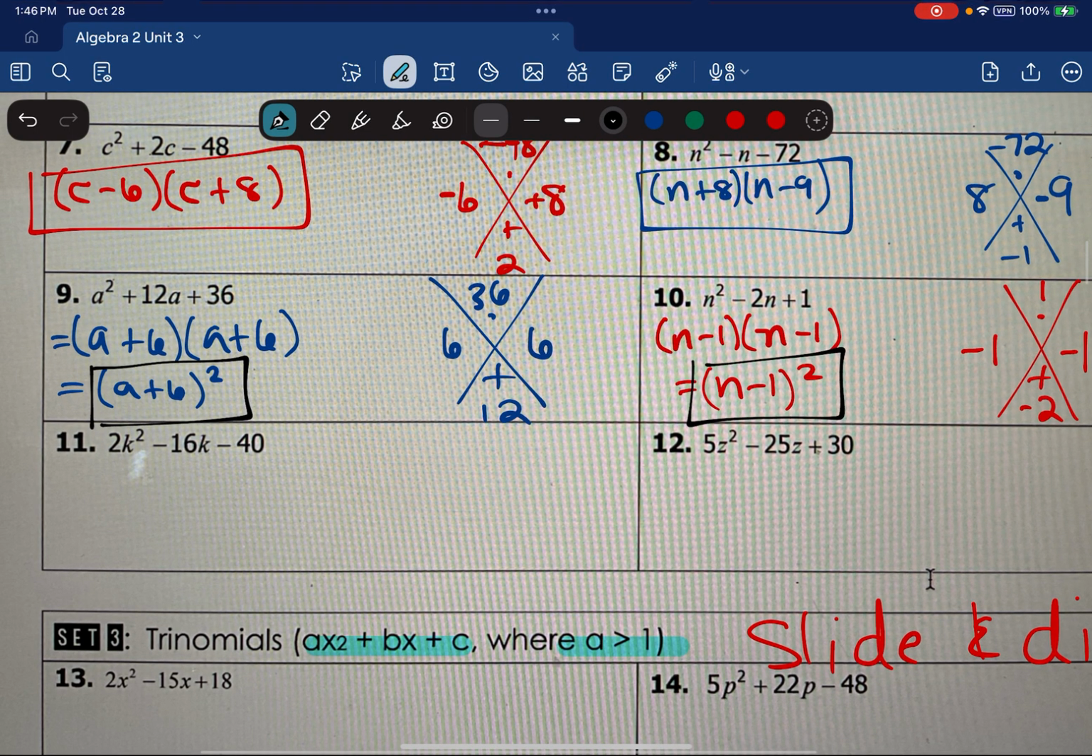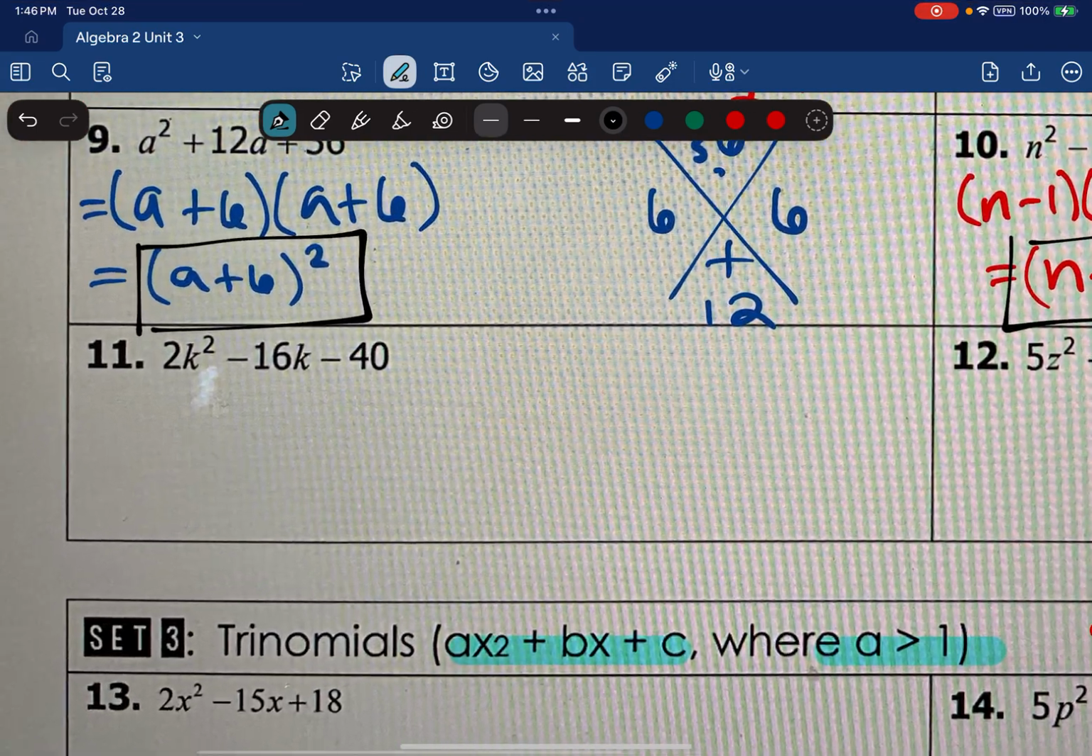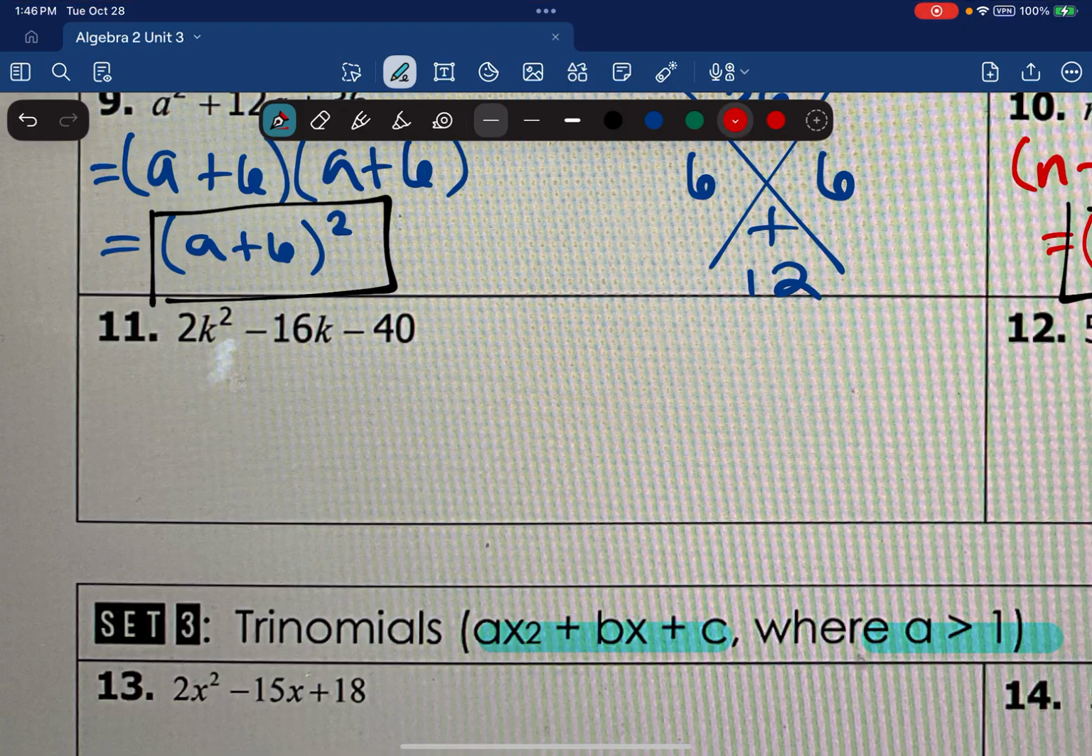Okay, so far on 5 through 10, we haven't had a greatest common factor. Look at 11. All of those numbers, 2, 16, and 40, I can factor out a 2. So I'm going to factor out a greatest common factor of 2. Negative 16k divided by 2 is negative 8k. Negative 40 divided by 2 would be negative 20.